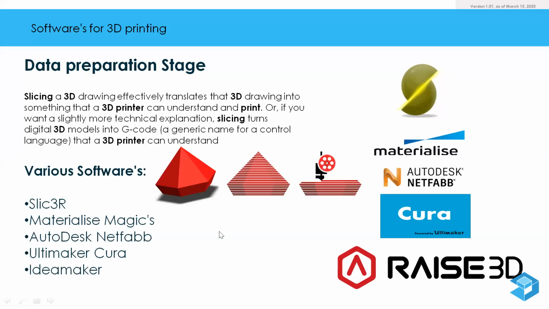In slicing, there are multiple softwares available. Slicer 3D is one of the basic softwares. If you want to move into more advanced slicing softwares, you can start using Materialise Magics, Autodesk Netfabb, Ultimaker Cura, and Raise3D ideaMaker. This last one is one of the newer softwares that are there. So this is how you go about slicing.